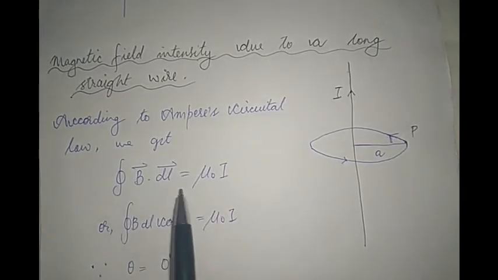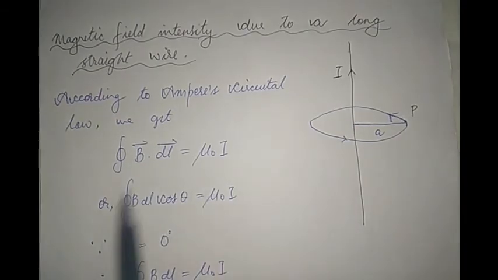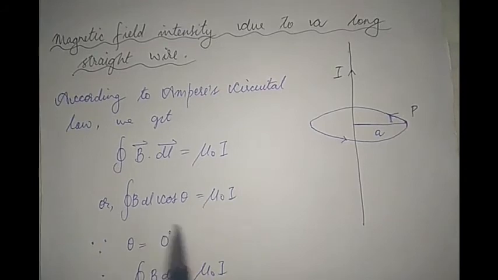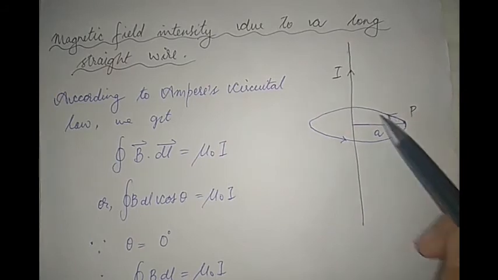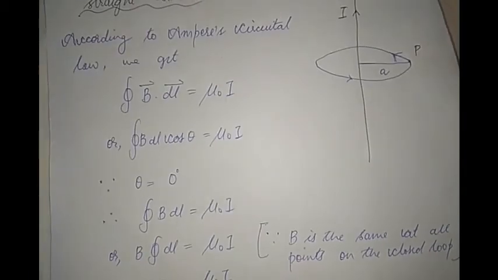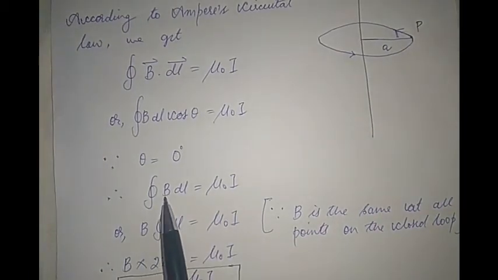Line integration B dot dl is equal to mu naught into I. Now since this is a dot product, this can be written as B dl cos theta, which is mu naught into I. Since theta is 0, because at whatever point you consider an elemental length, the direction of the elemental length and the magnetic field is the same, we have integration of B dl equal to mu naught into I. Please be careful here: we no longer have the dot since we've already dealt with cos theta. So it's just integration of B dl on the left hand side, equal to mu naught into I.